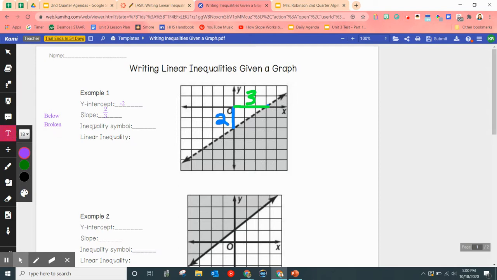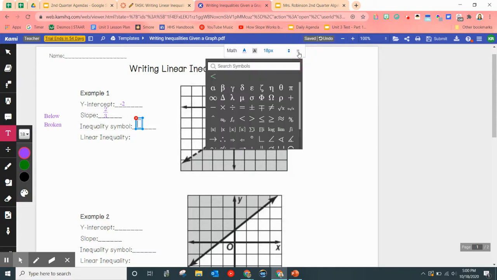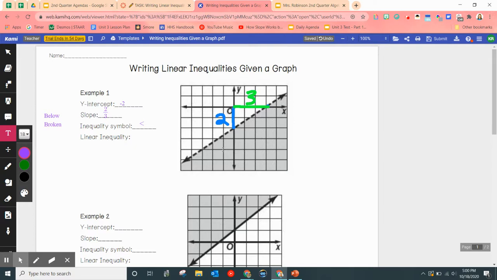So our inequality symbol, again, if you click over here, you're going to have to click this to get your symbol, or you can actually write the symbol in if you want to. It's your choice. You click the pi. Well, it's shaded below, so that's got to be less than, and it even tells you the name of the symbol, see, if you mouse over them. So less than or equal to, and it can't have the line under it because it's a broken line.